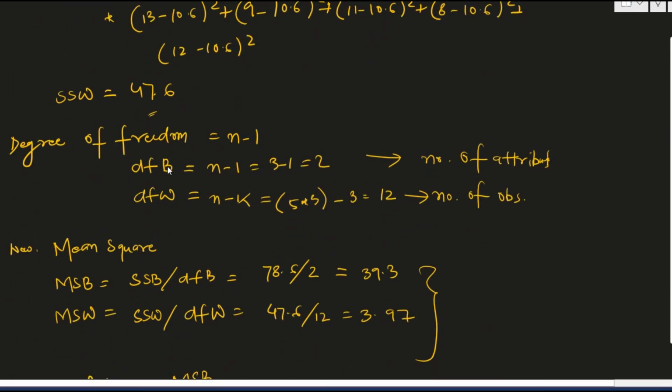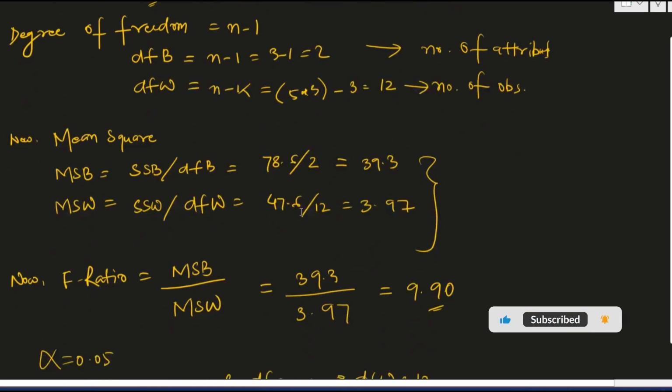And then we are calculating the degree of freedom between the group and within the group. For between the group it is k minus one, and within the group it is n minus k, that is the number of observations minus the number of attributes. So between the group it is just 2, and within the group it is 12. 5 is the number of observations into the attribute value, 5 into 3, 15 minus 3.